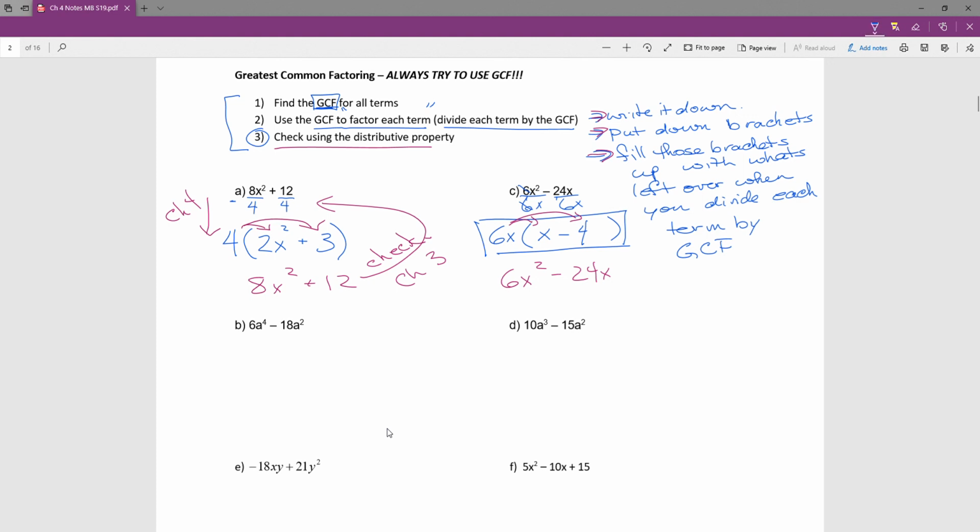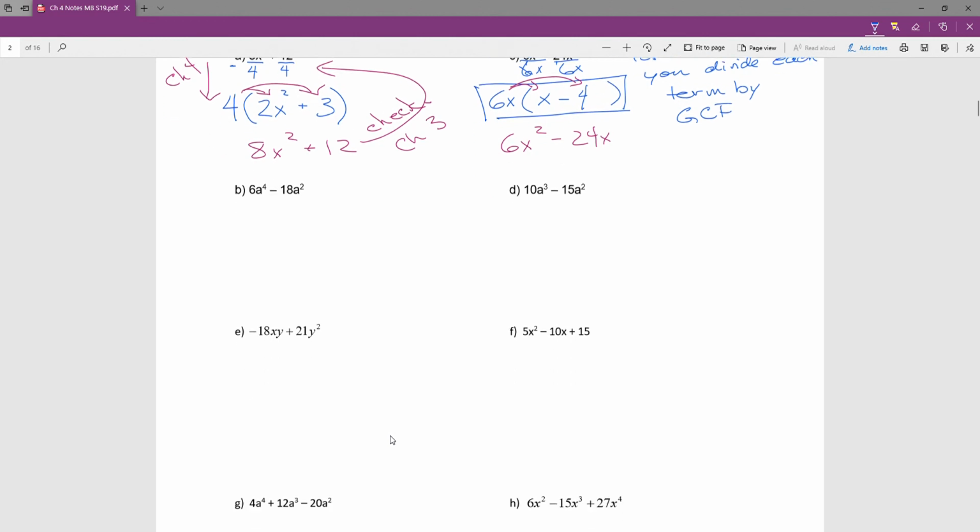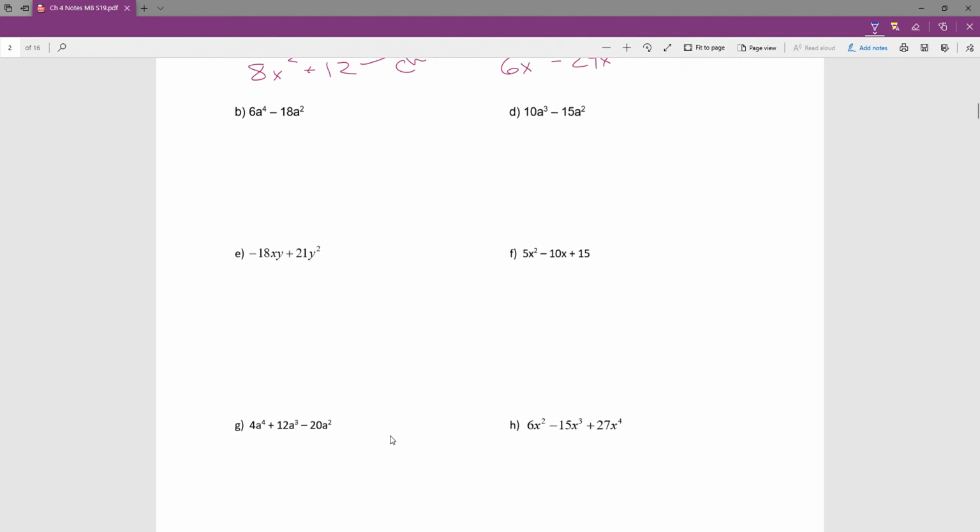Okay, so let's move on with these ones. I'm going to leave those words up. Hopefully I'm going to scroll just a little bit, see if I can fit a few more on. Oh, maybe I can't. You'll probably have them on your page. So working through these ones, I'm going to talk them out. I identify my greatest common factor. So for B, it's going to be a 6a squared as my greatest common factor.